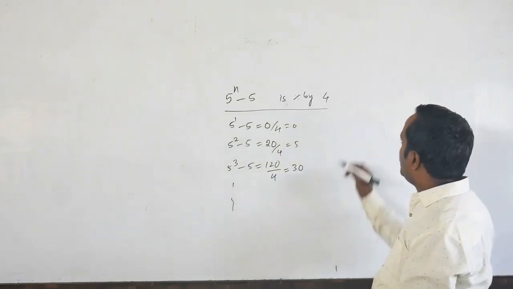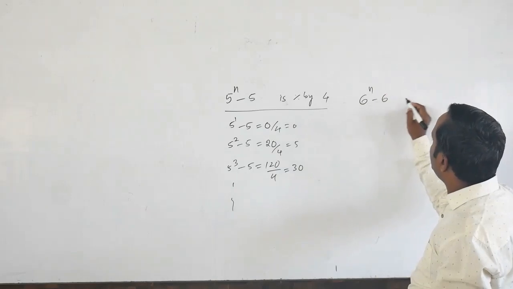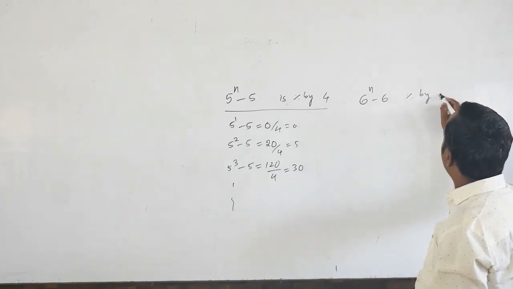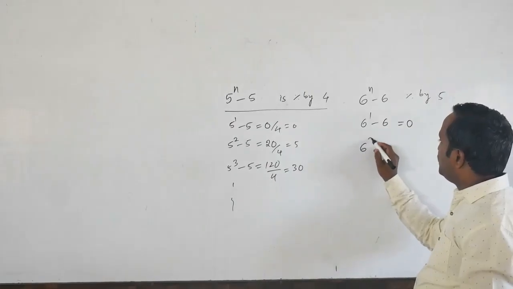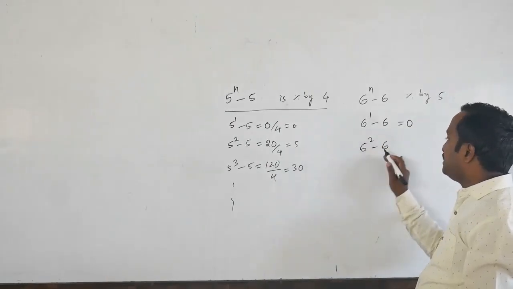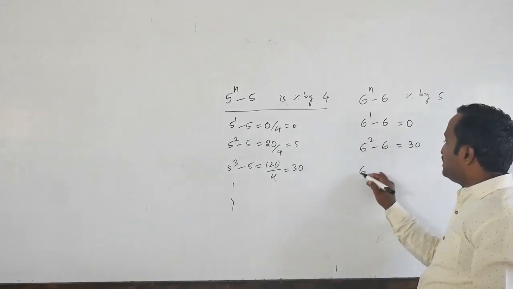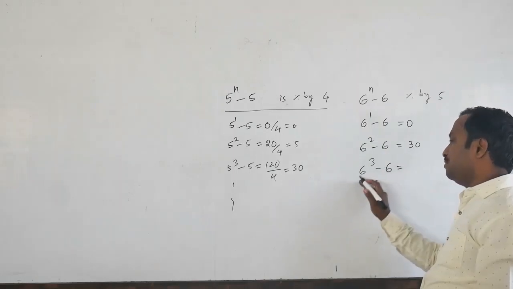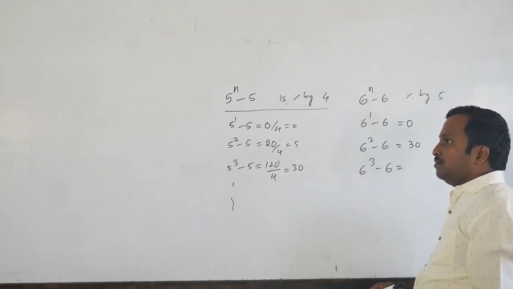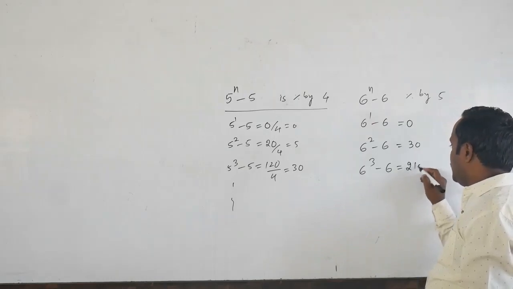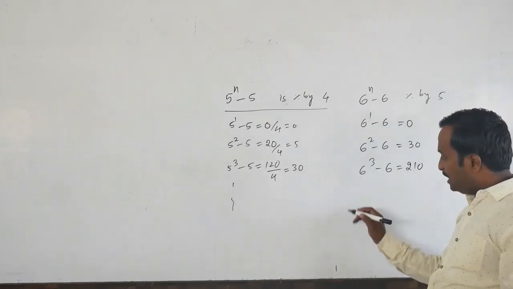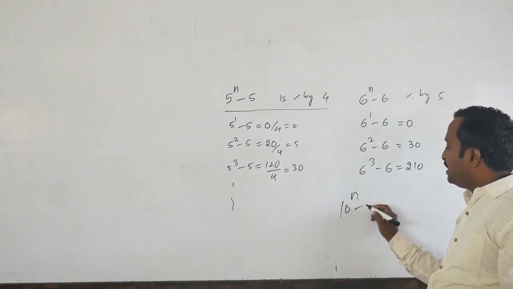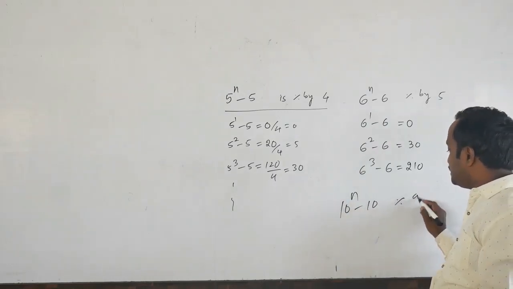And supposing 6 raised to n minus 6 is always divisible by 5. 6 raised to 1 minus 6 is equal to 0. 6 square minus 6: 36 minus 6, 30. 6 cube minus 6: 216 minus 6, 210, divided by 5, divisible by 5. Supposing 10 raised to n minus 10 is always divisible by 9.